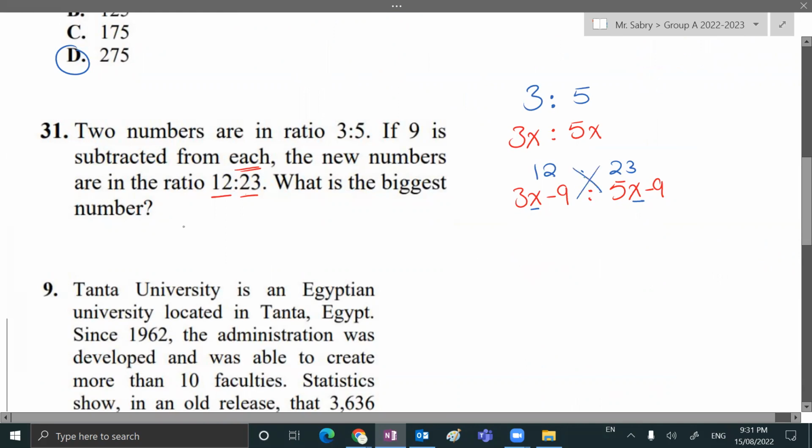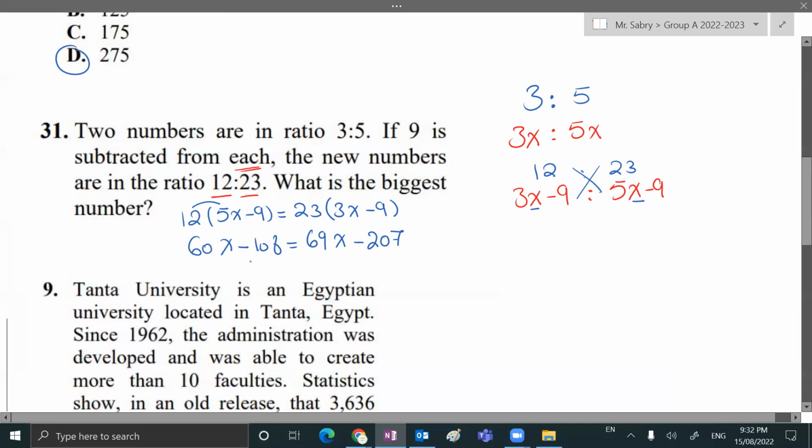So I should now have a new equation: 12 bracket 5x minus 9 equals 23 bracket 3x minus 9. Is this okay? Let's calculate these. 12 times 5 is 60x, and I'll use a calculator to speed things up. 12 times 9 is 108 equals 23 times 3 is 69x. 23 times 9 is 230 minus 207. 207 or 227? 207.